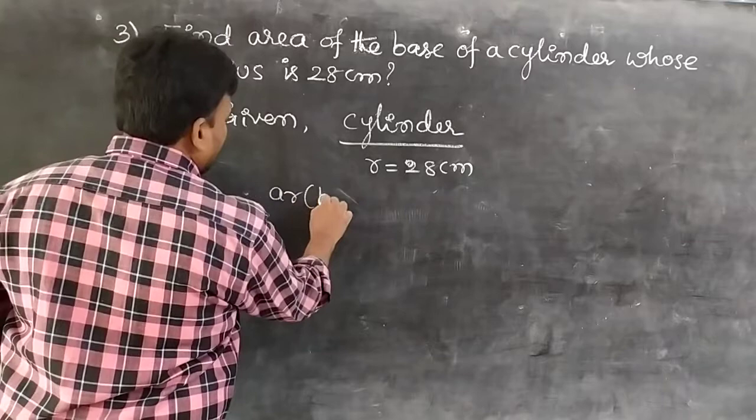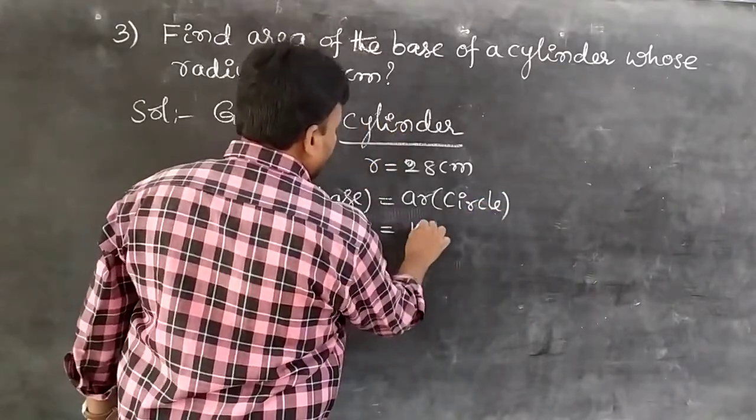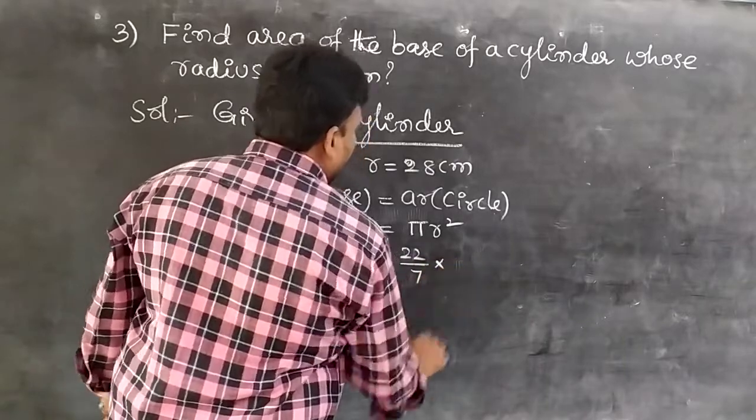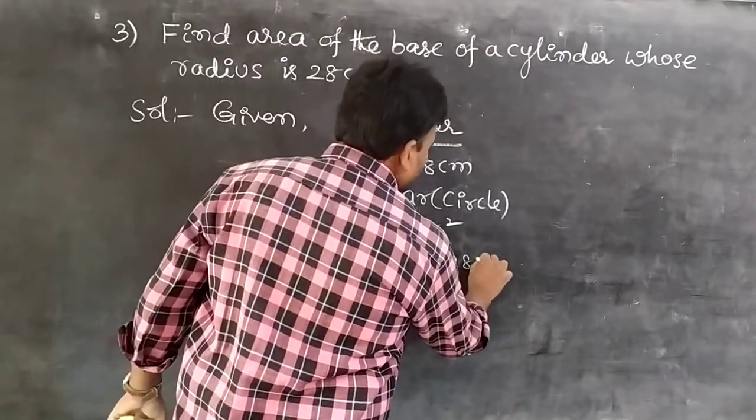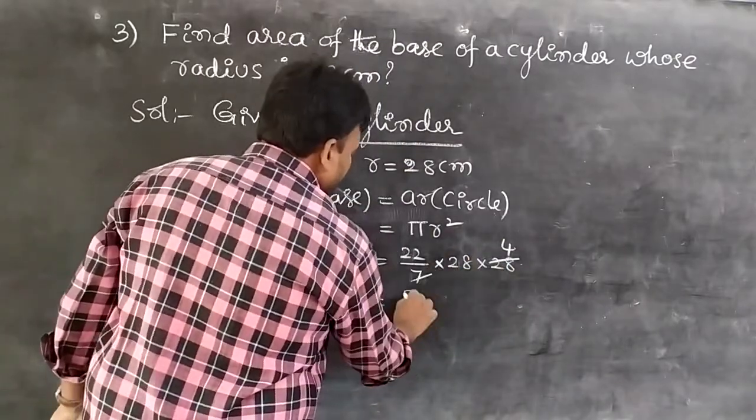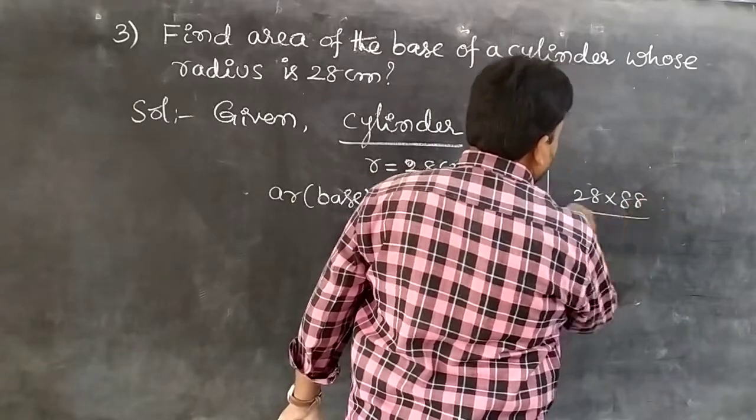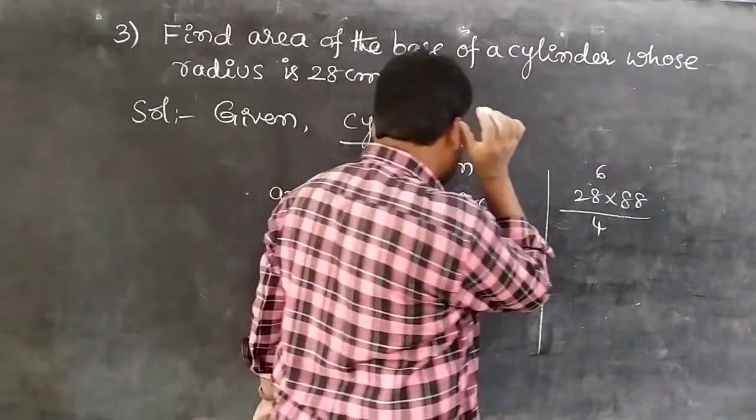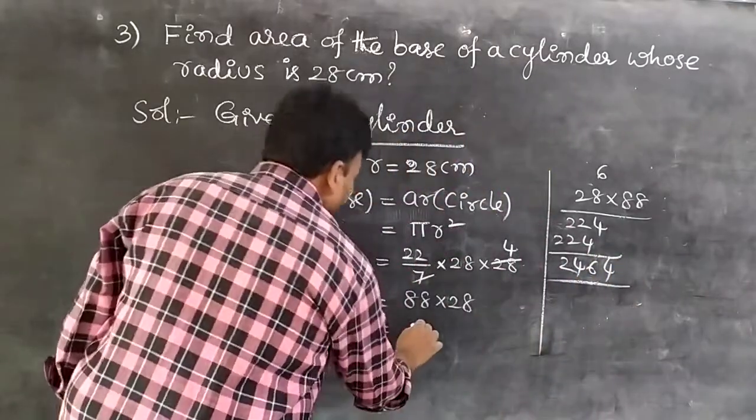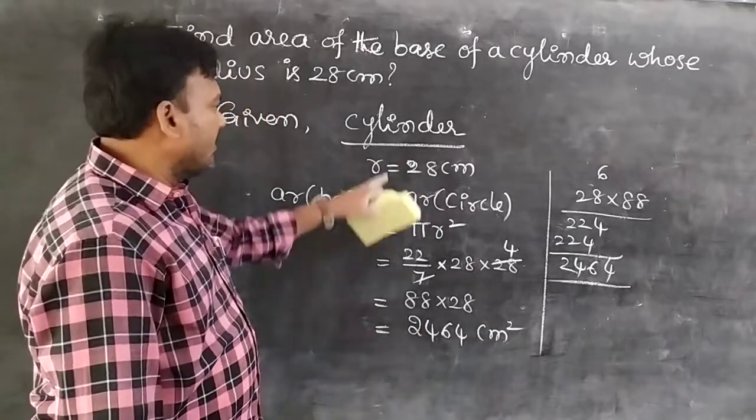That means area of the base equal to area of a circle. So that implies pi r square. Area of circle formula. So pi value becomes 22 by 7 into r value. r is 28 given. r square means 28 into 28. 7 ones, 7 fours are 28. Then that implies 22 into 4, 88, into 28. Do the calculation aside: 28 into 88. That gives 2464 square centimeters. This is the solution of the given problem, students.